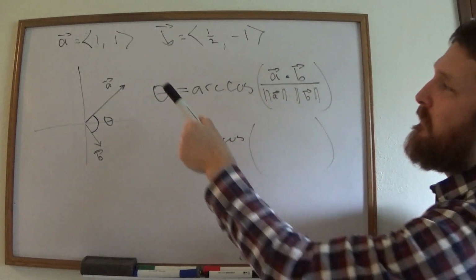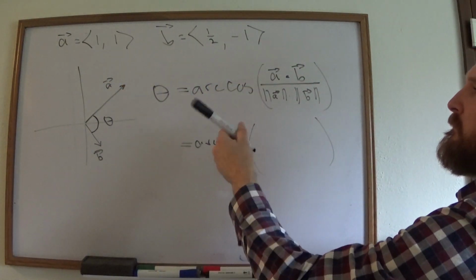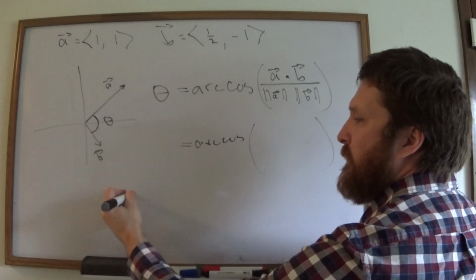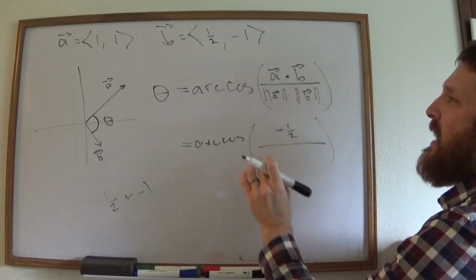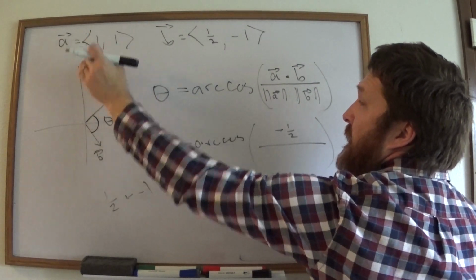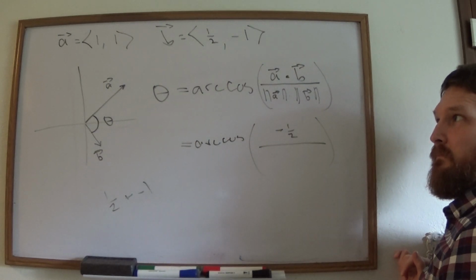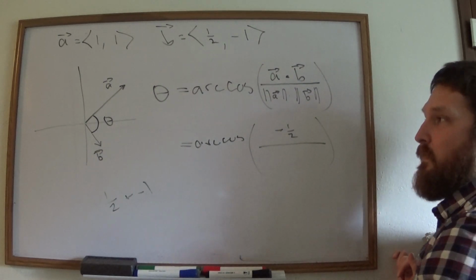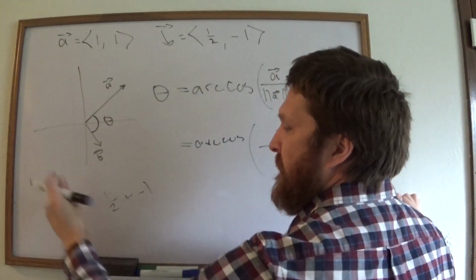What is A dot B? So 1/2 plus -1, which is -1/2. And now what's the magnitude of this guy? Root 2. Yes. 1 squared plus 1 squared, the square root of 2.